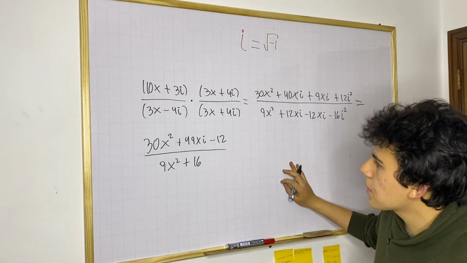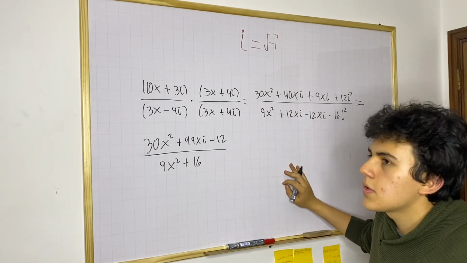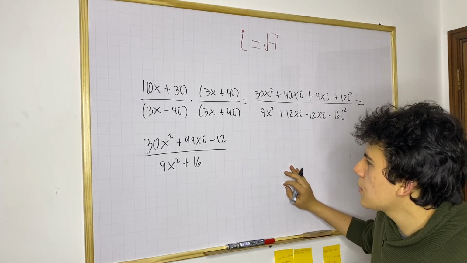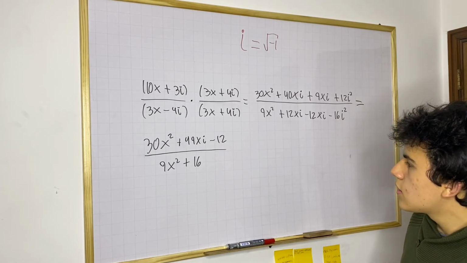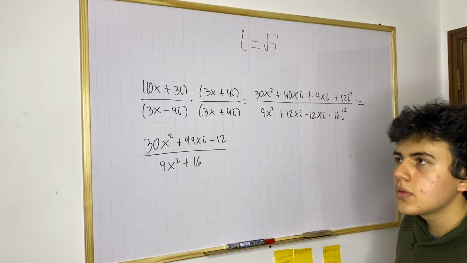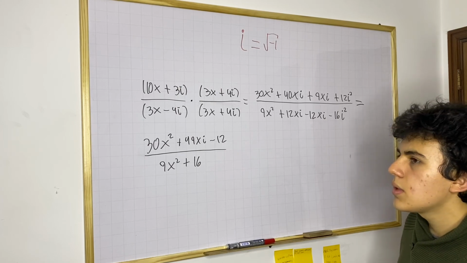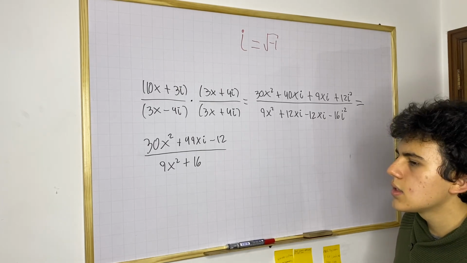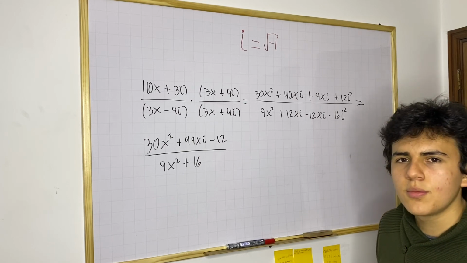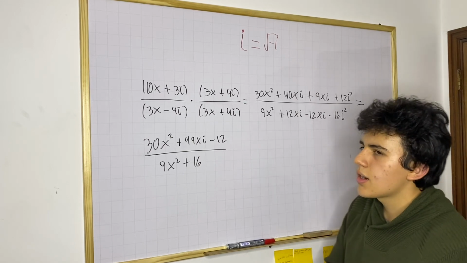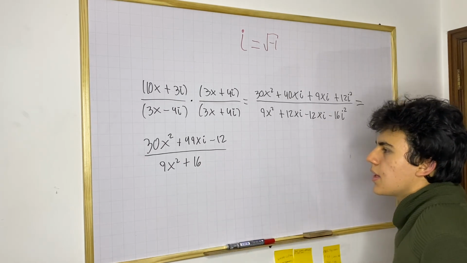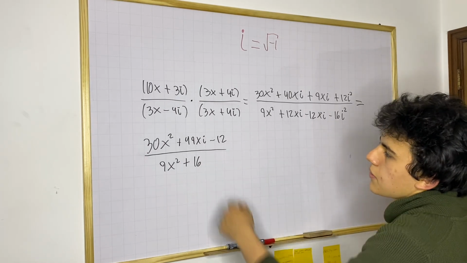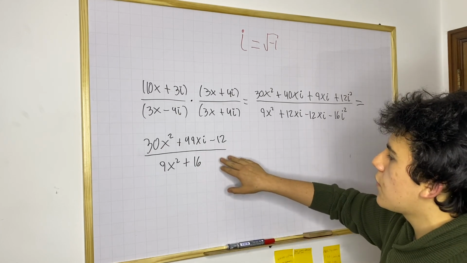Let me see if we can do something else. 7, no, 35. I don't think we can simplify anything else. Apparently we cannot simplify anything else. So is 49 a multiple of 3? No, I believe not. If my most basic maths are not incorrect, 49 is not a multiple of 3, so it should be good to go. And not even 4. So this would be our final value in this case.